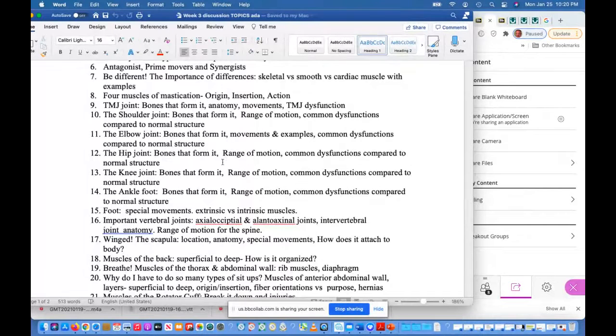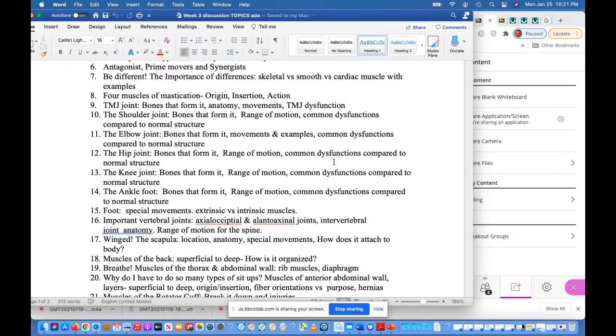The hip joint, what are some of the bones that make it up? Ranges of motion are key to be able to describe it. You may want to use pictures and stuff to demonstrate. That's fair game. Common dysfunction, maybe hip arthritis, degeneration, people that go for hip resurfacing, like yours truly right here. A few years ago, I had to go through a hip resurfacing on one of them. People go for hip replacements.